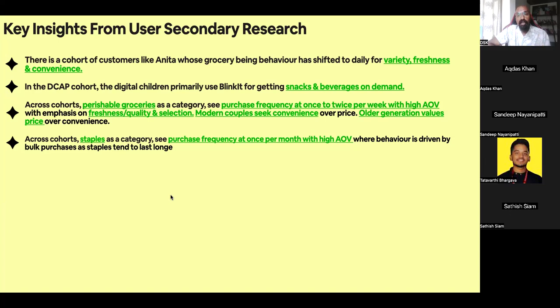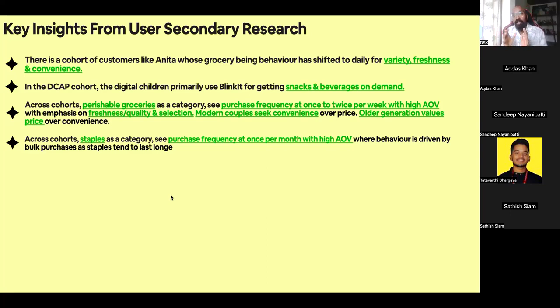The digital children love to use an app like BlinkIt for snacking and beverage purposes. We also see them across cohorts, perishables as a category. The default buying behavior is purchasing anywhere between once per week to twice per week. The reason for that is they want freshness or quality, because these are things that can get spoiled very easily. Even though you have a refrigerator, you still want to buy these items really quickly and consume them, so that they don't spoil and therefore you don't consume bad food, right?